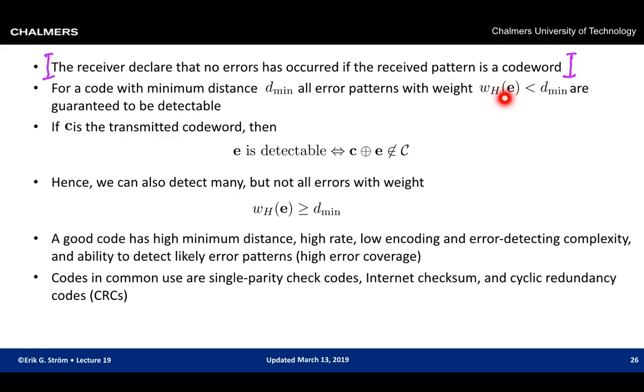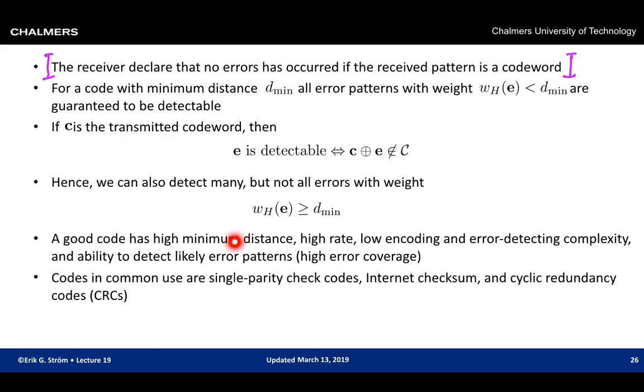Basically, if C is the transmitted code word, then E is detectable if C plus E is not a code word. And the opposite is also true, that E is not detectable when C plus E is a code word. So we can detect many errors, but not all of them, which have weight larger than the minimum distance. This is also true. So the minimum distance is not the end of the story, but it tells us something about how to pick up pretty probable error patterns, which are a few errors per code word.